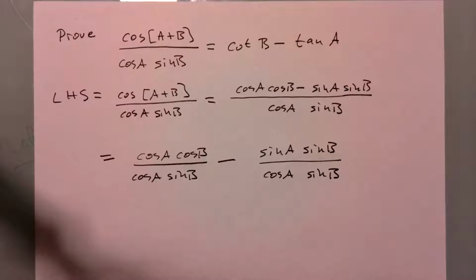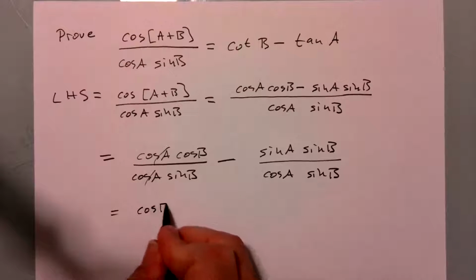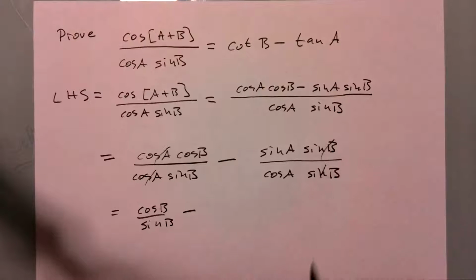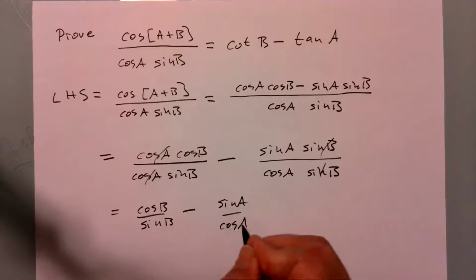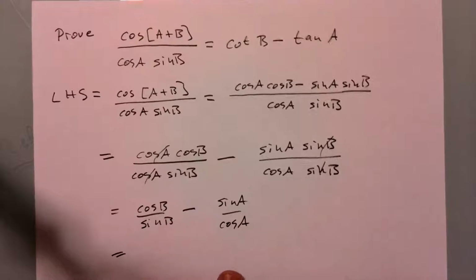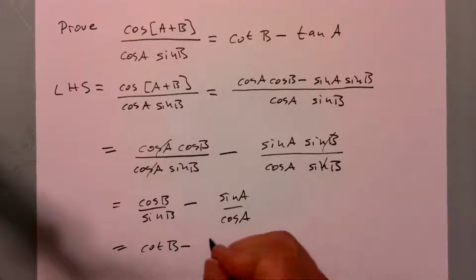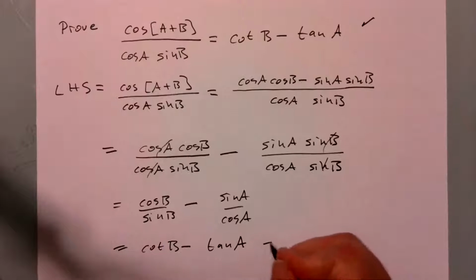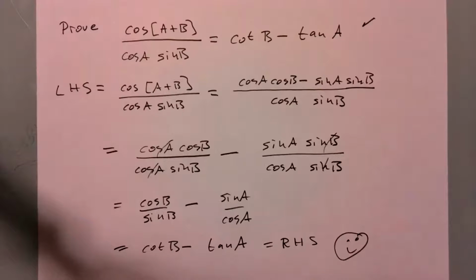And now it's a matter to see what is going to divide out. Cos A divides out cos A, and I get cos B over sine B. Minus, over here, the sine B's divide out, and I have sine A over cos A. Cosine divided by sine is cotangent. So that'll give me cotangent B. Sine A divided by cos A is tangent A. Let's take a look. That's our right-hand side. So equals right-hand side, and we have successfully proven that identity.